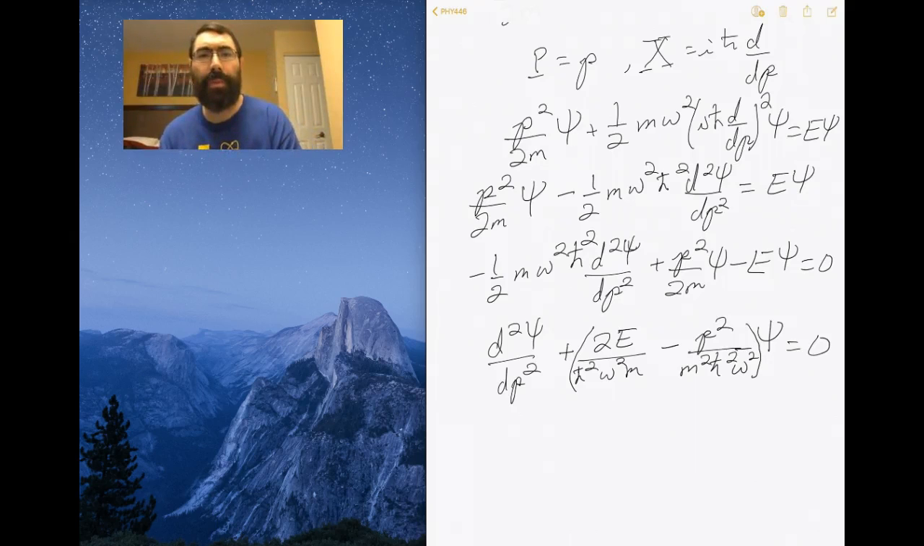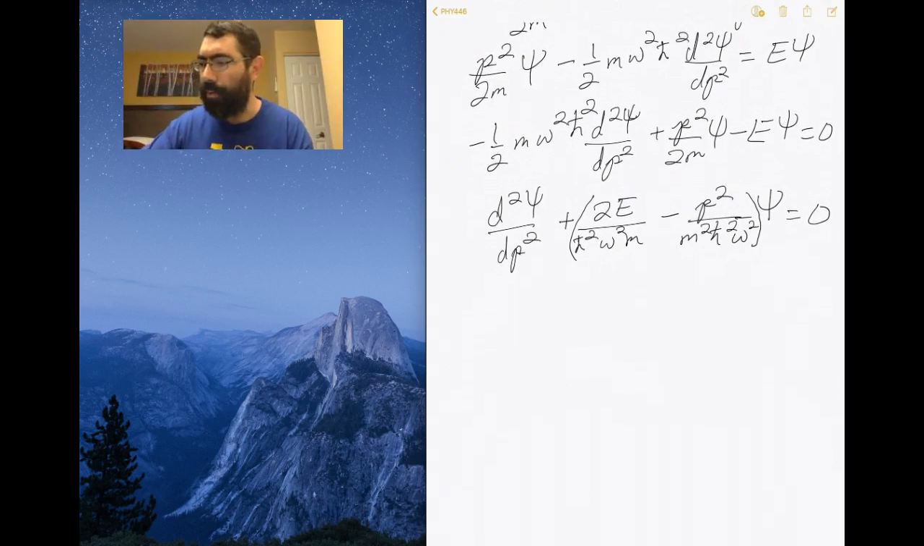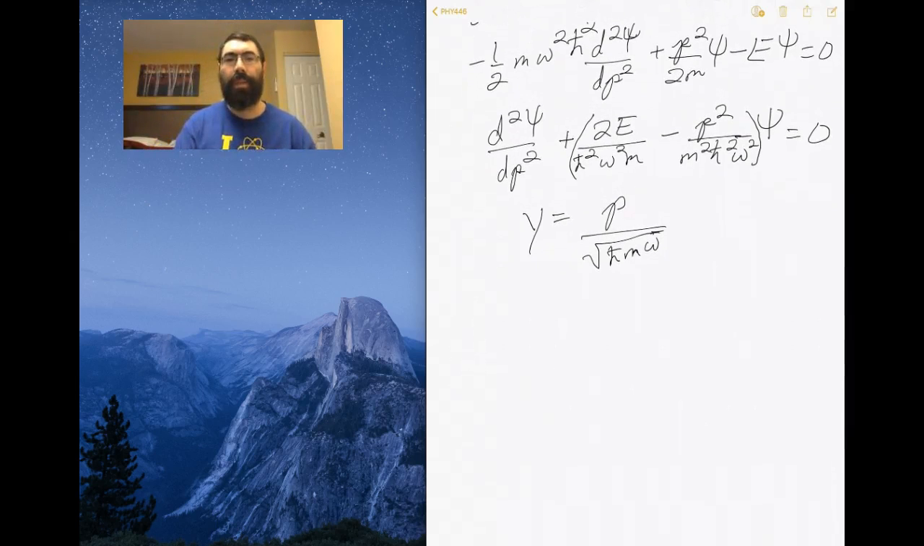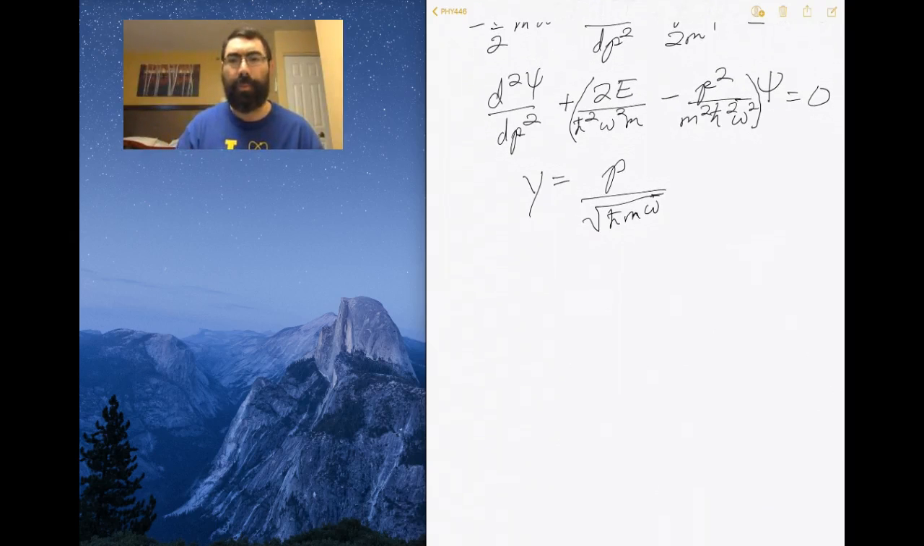Okay, so now let's make a substitution and try and clean things up. I'll go with the variable y, which is equal to the momentum, like we did in the case of the x basis, but the constant b I'm going to use here is the square root of h bar m omega. What we learned from the previous case, when we did this exercise with the position basis, is that y was a dimensionless length. So let's see if y is also now a dimensionless momentum.